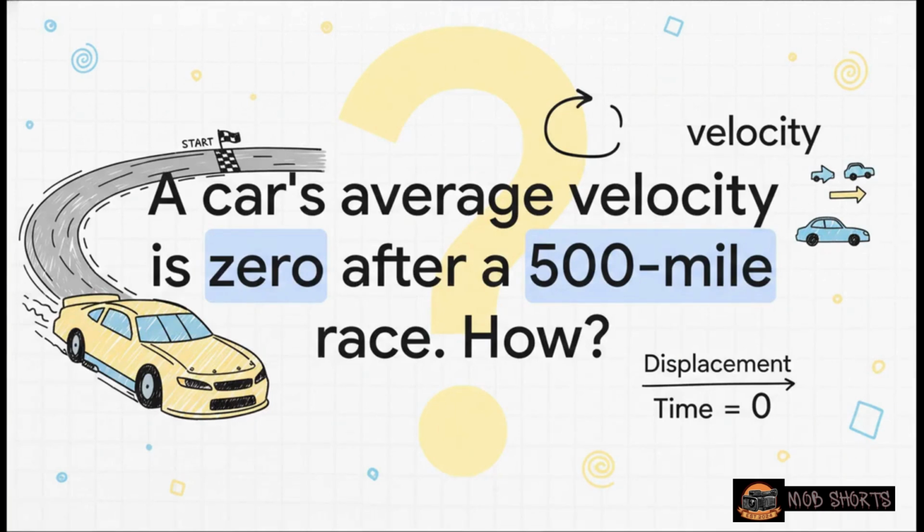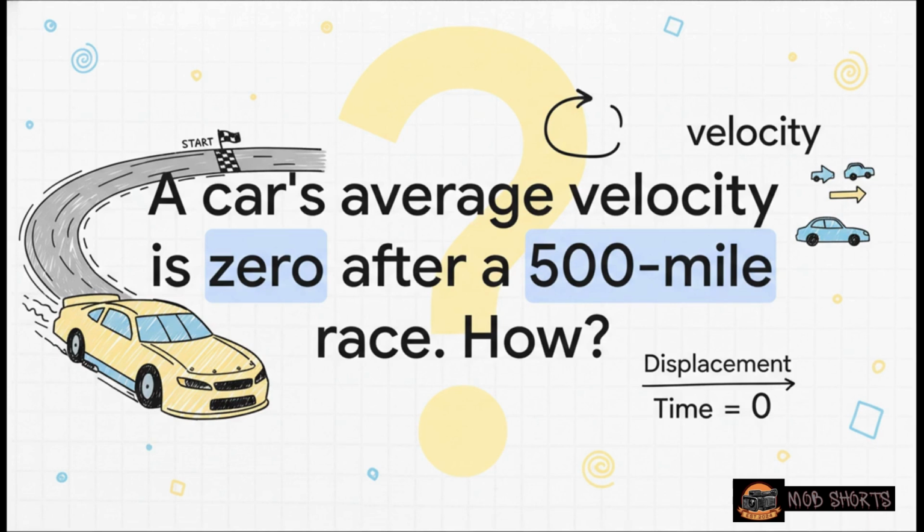Okay, so let's get right into this. Picture the Daytona 500, right? A car just blazes through the entire 500-mile race, hitting speeds way over 160 miles an hour. But then, a physicist comes along and tells you its average velocity for the whole race was 0.